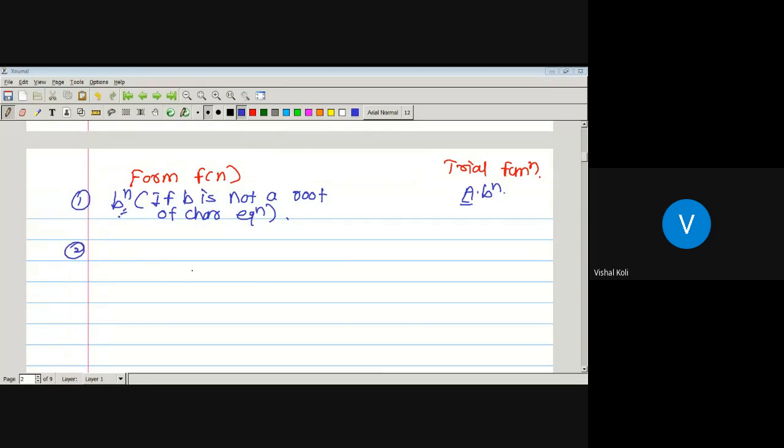Let us take the second one. Suppose there is a polynomial on the right hand side, that is, f of n is a polynomial p of n of degree m. Then the trial function is a naught plus a1 n plus a2 n square plus so on, up to am n raised to m.